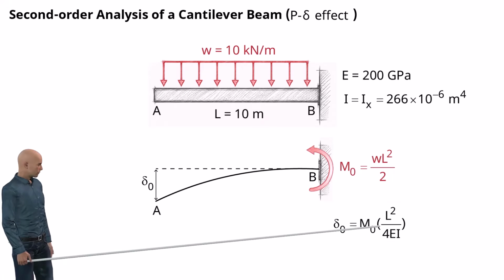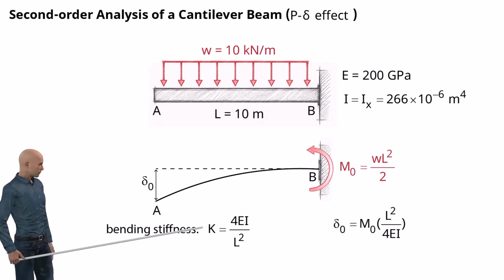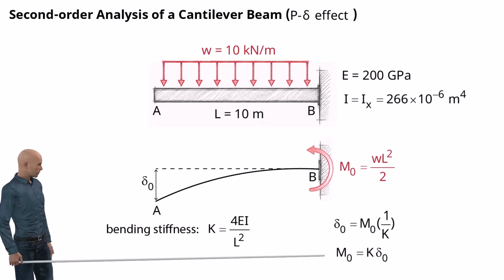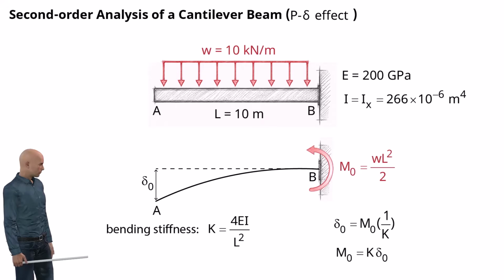So this term is the inverse of beam stiffness. Let's refer to the stiffness as K. Then the first-order deflection can be written as the first-order moment multiplied by 1 over K. Or, equivalently, the first-order moment can be written as K times the first-order deflection. This gives us a simple linear relationship between the moment at B and deflection at A.